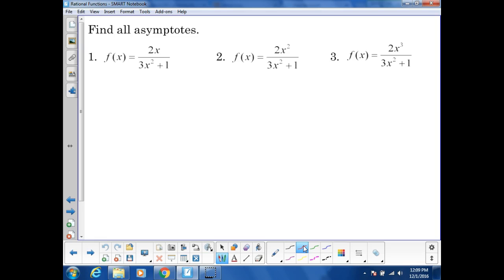If I put a negative number in there and I square it, I get a positive number. I multiply it by positive 3, it stays positive. I add 1, it stays positive. Positive number, I square it, it's positive. Multiply it by 3, it stays positive. Add 1, it stays positive. I put 0 in there, I get 0 squared is 0 times 3 is 0 plus 1 is 1. So I never get 0 there. So no vertical asymptotes in any of these, right? Because all three denominators are the same. So no vertical asymptotes whatsoever.